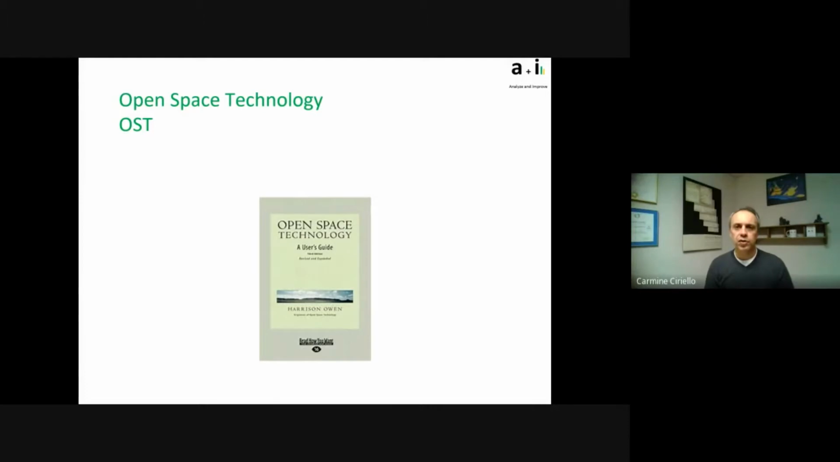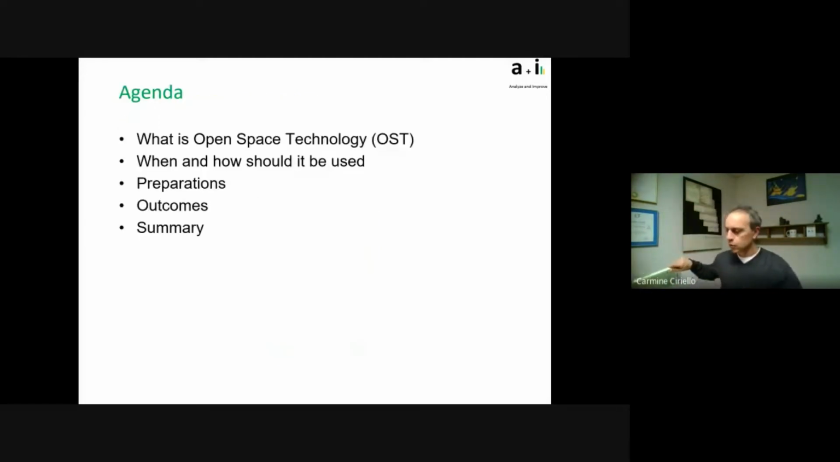Hello and welcome to today's topic, Open Space Technology, also known as OST. It is a concept which was developed and captured in this wonderful book by Harrison Owen. So today we'll be looking at the following agenda, which includes what is open space technology, when and how should it be used, some of the preparations associated with it, the outcomes expected from it, and an overall summary.